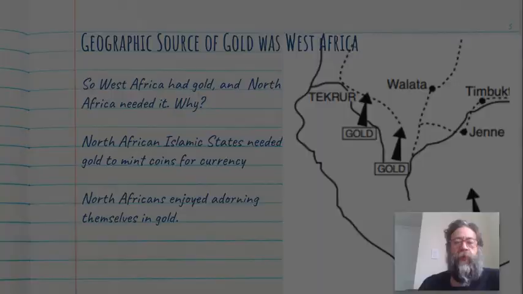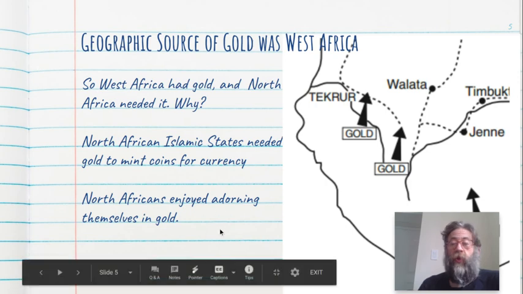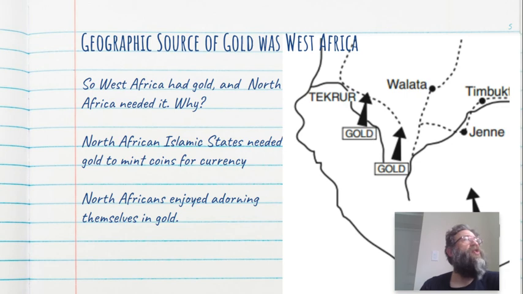Now, West Africa had the gold, and North Africa needed it. Why? Those Islamic states needed gold to mint coins for currency. North Africans also enjoyed adorning themselves in gold. So each side has something that the other wants, and they're going to start trading. Geographically, they're right there. You put the camel into use, you pack it full of different items to trade, whether it's the salt or the gold, and end up in a trading center.